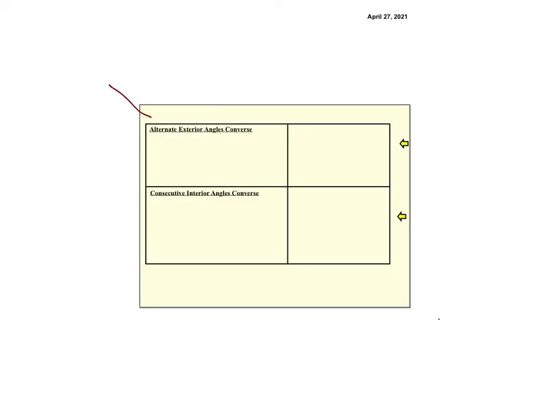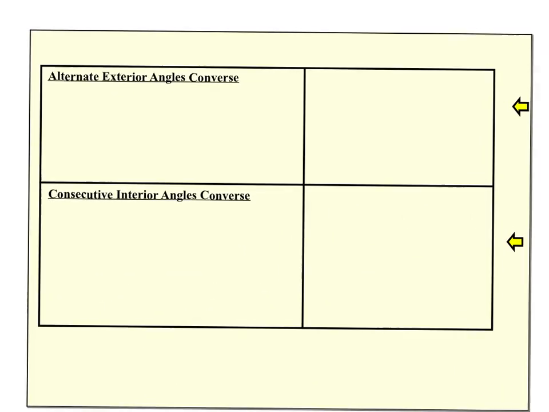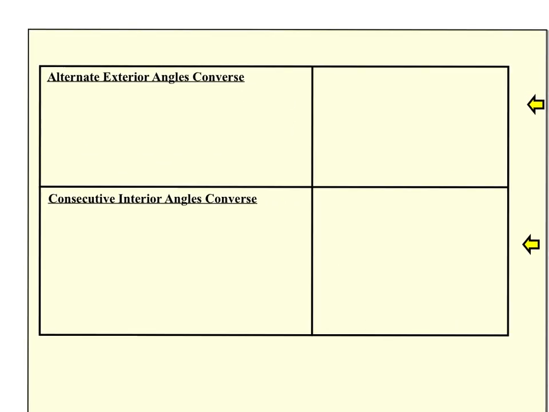So now it's taken one step further, alternate exterior angles, and it's similar to the corresponding one where I can say if two alternate exterior angles are congruent, then the lines are parallel.